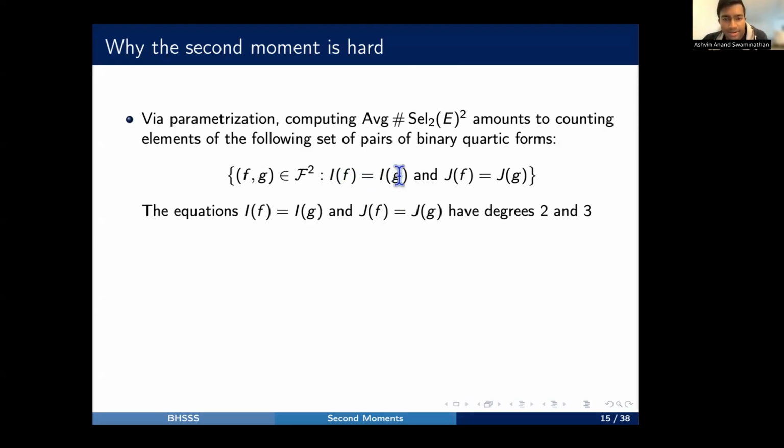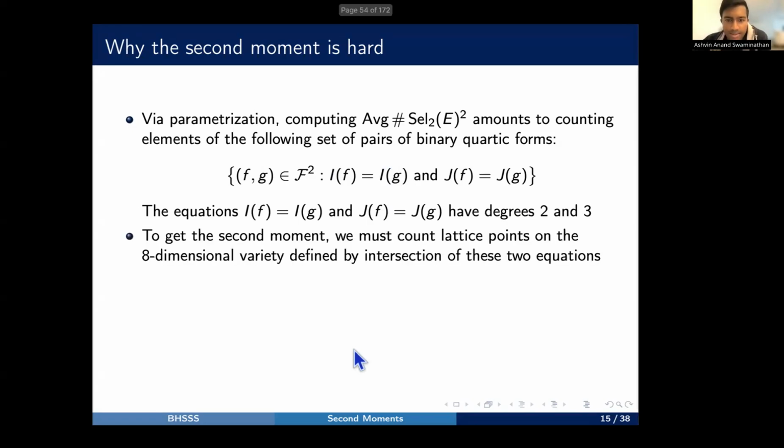The I invariant of f should be the I invariant of g. The J invariant of f should be the J invariant of g. So these are equations of degrees 2 and 3 on our binary quartic forms. In other words, we need to count points on an 8-dimensional variety defined by the intersection of these two equations. It's a nonlinear variety, and that's a very hard problem in general.